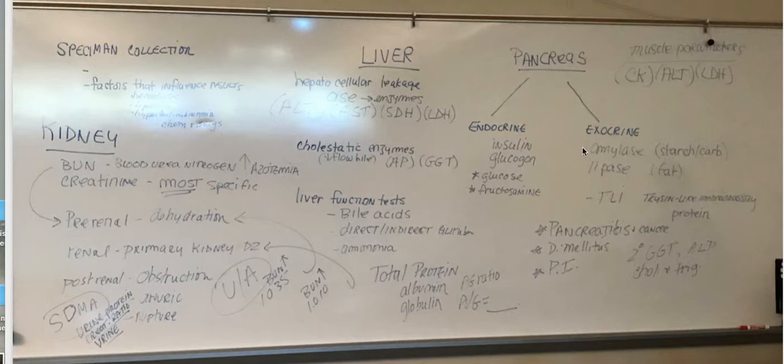Some of the diseases that we'd be looking for under the pancreas would be pancreatitis and cancer of the pancreas, diabetes mellitus, and pancreatic insufficiency. Secondarily, GGT from back here and ALK phos, cholesterol and triglycerides would also give us some indication of problems or health in the pancreas.